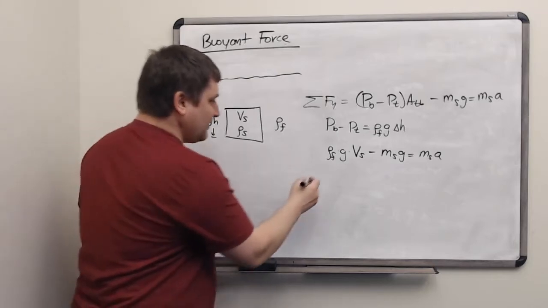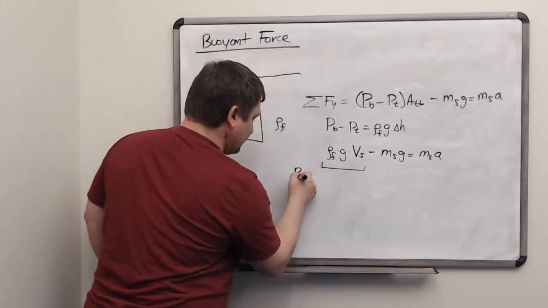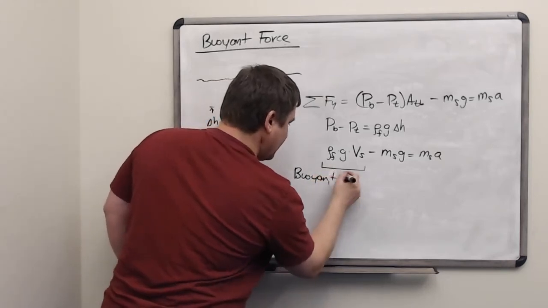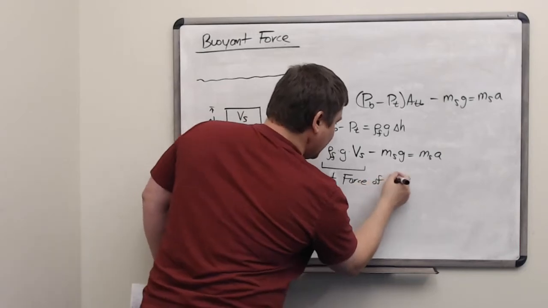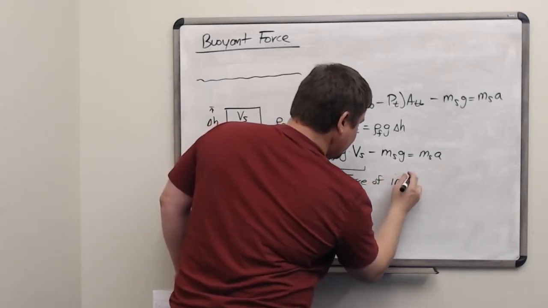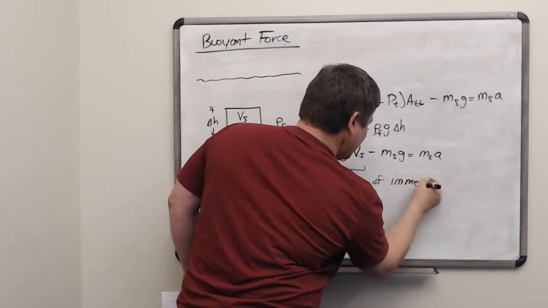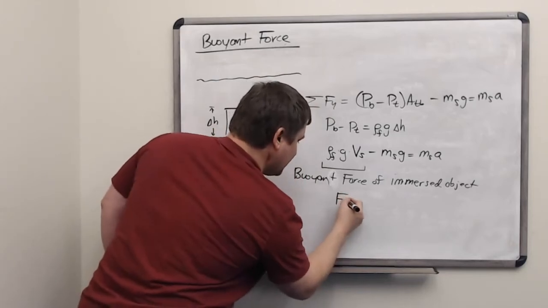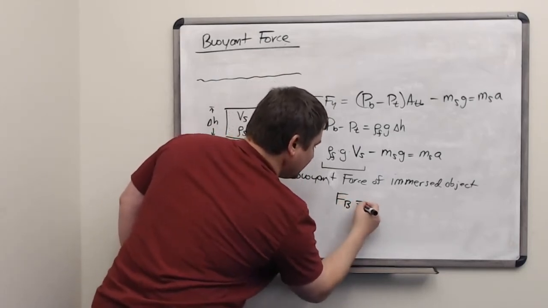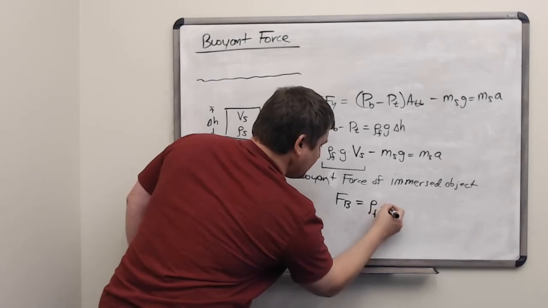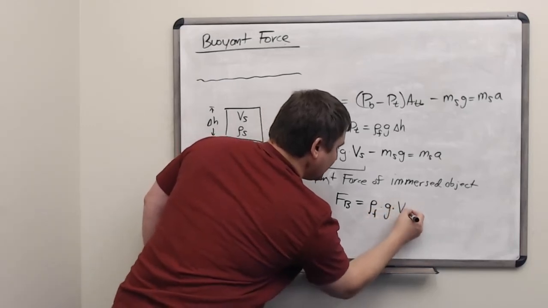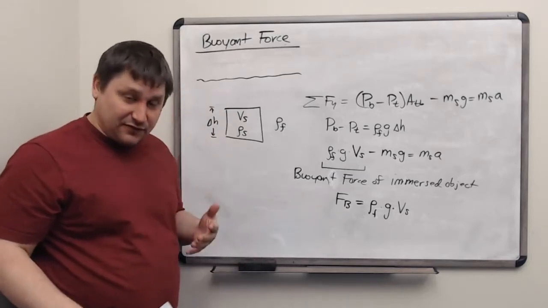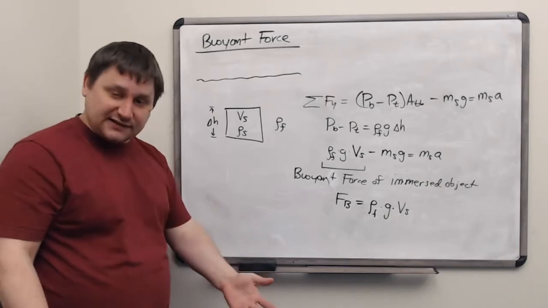So this part right here is what we call the buoyant force. Buoyant force of an immersed object. That buoyant force, FB, is equal to the density of the fluid times the acceleration of gravity times the volume of the solid object. It's often said that this is equal to the weight of fluid displaced.